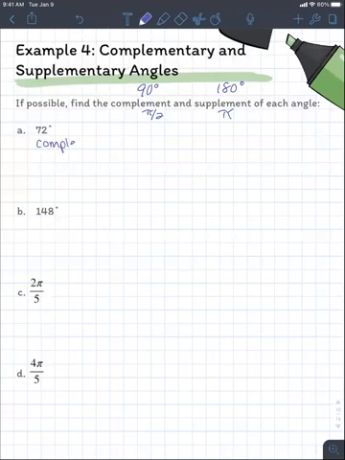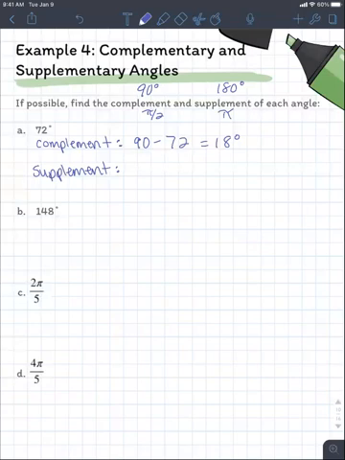So for 72, what would I have to add to 72 to get 90 degrees? 18. How'd you get that? 90 minus 72. So 90 minus 72 is 18 degrees. That's a positive number, so we could say that the complement is 18 degrees. For the supplement, we can do the same process. So we want them to add up to 180. So we'll do 180 minus 72, which is 108. Cool?